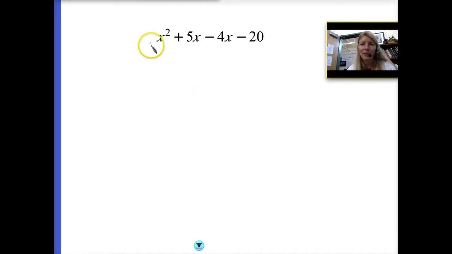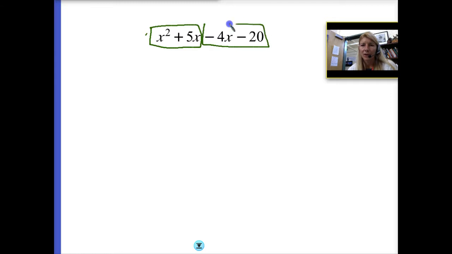So what I always do is I say, okay, well, I'm going to break this into, oops, for some reason my thing isn't writing. I'm going to break this into 2 groups. So I'm going to break it into x squared plus 5x and negative 4x minus 20.